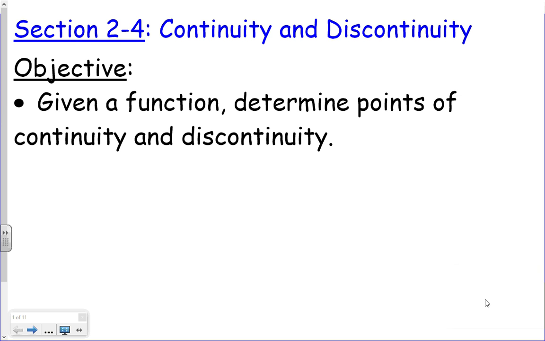All right, take a look at section 2-4 on page 45 in your book. Title of this section is Continuity and Discontinuity. And the objective here is, given a function, determine points of continuity and discontinuity. Kind of briefly talked about continuity in the previous section when we were talking about that substitution method. And here in this section, we'll formally define what continuity is.